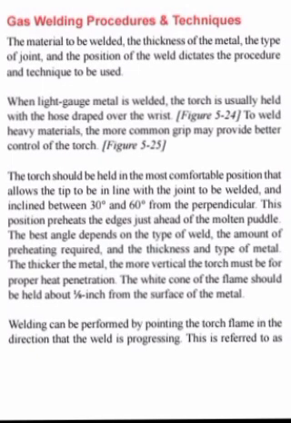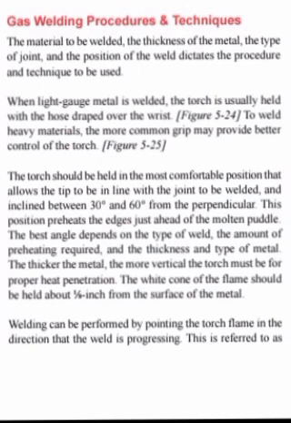The torch should be held in the most comfortable position that allows the tip to be in line with the joint to be welded, and inclined between 30 to 60 degrees from the perpendicular. This position preheats the edges just ahead of the molten puddle. The best angle depends on the type of weld, the amount of preheating required, and the thickness and type of metal. The thicker the metal, the more vertical the torch must be for proper heat penetration. The white cone of the flame should be held about 1/8 inch from the surface of the metal.